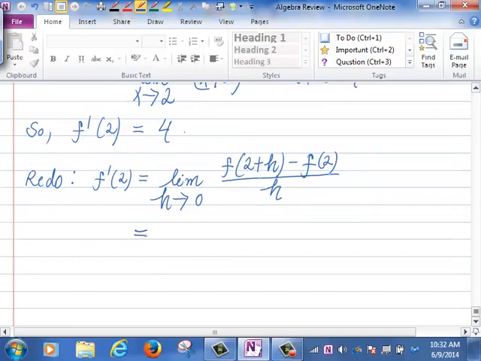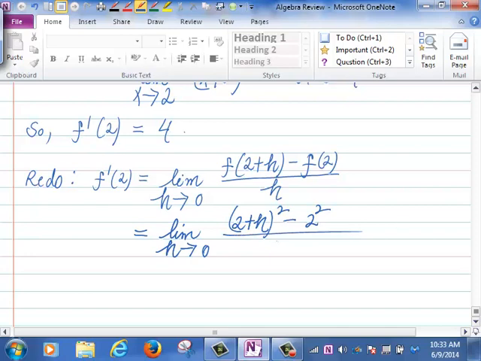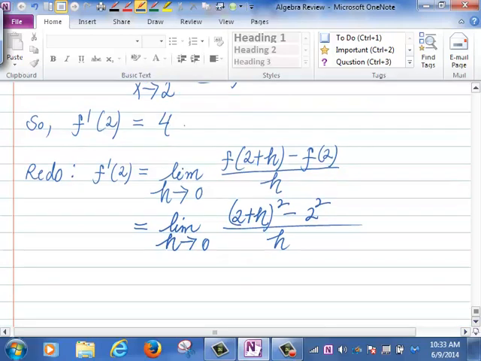So what is that equal to? Well, this is the limit as h goes to 0. What is f of 2 plus h? Well, it will be 2 plus h squared, minus 2 squared, divided by h, right? Because f of x, remember, is x squared, right? F of x is x squared, so f of 2 plus h would be 2 plus h squared.